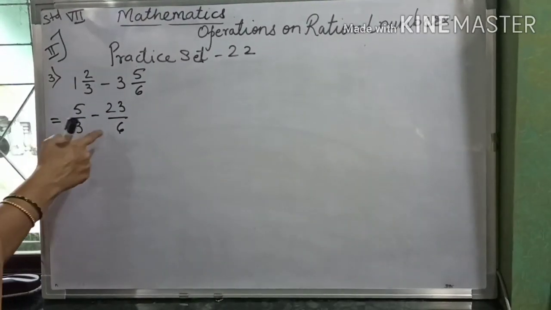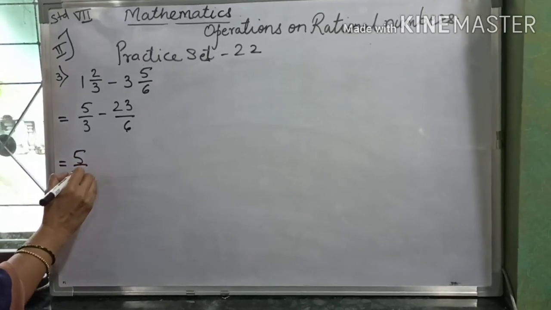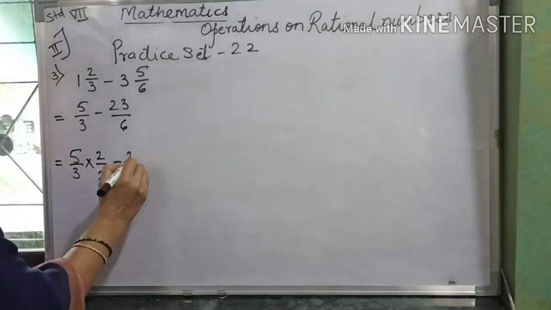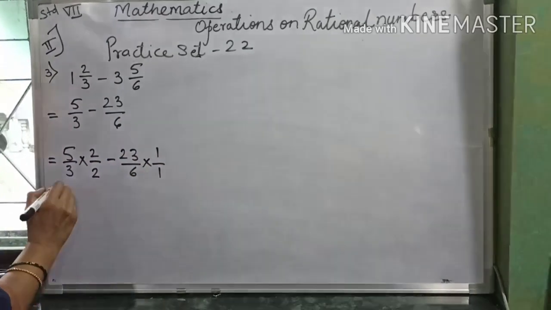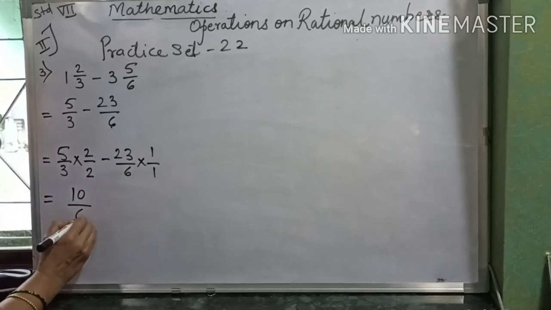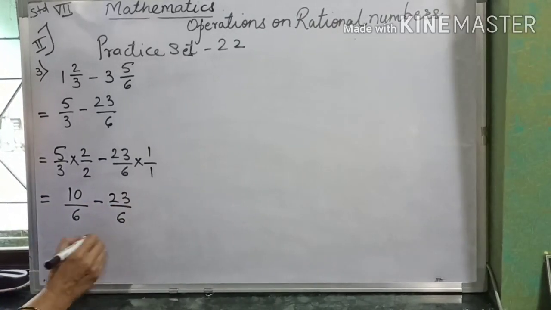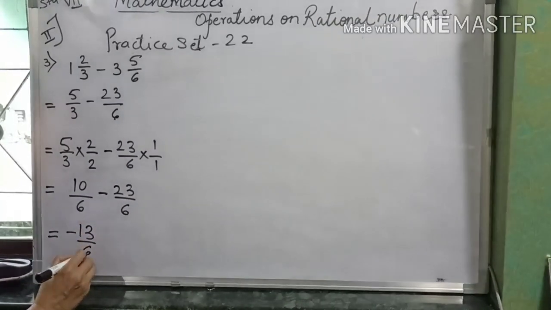Now looking at 3 and 6, the LCM is 6. So 5 upon 3 we will multiply by 2, minus 23 upon 6. 6 is already there. So 5 2s are 10 upon 6 minus 23 upon 6. The answer will be minus 13 upon 6.